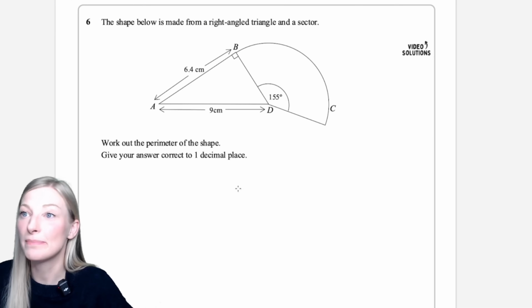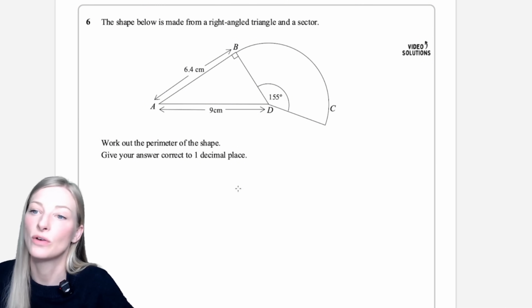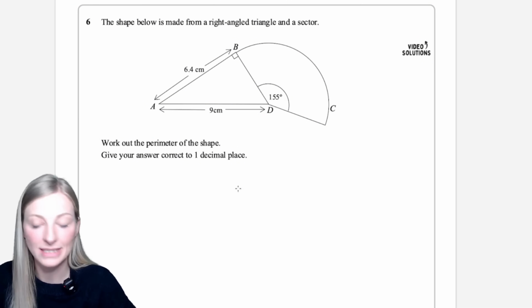Question number 6. The shape below is made from a right-angled triangle and a sector. Work out the perimeter of the shape, give your answer correct to 1 decimal place.